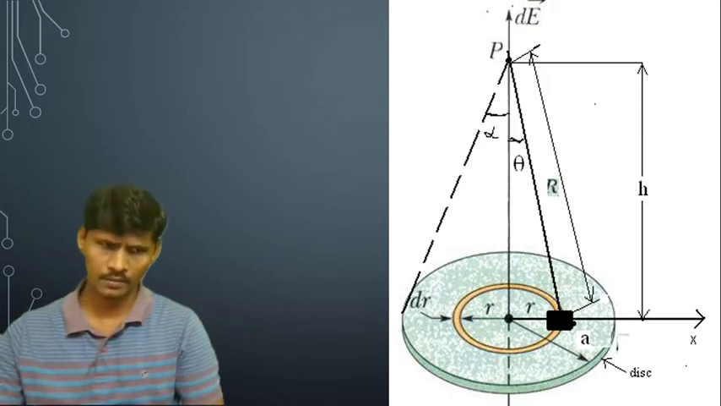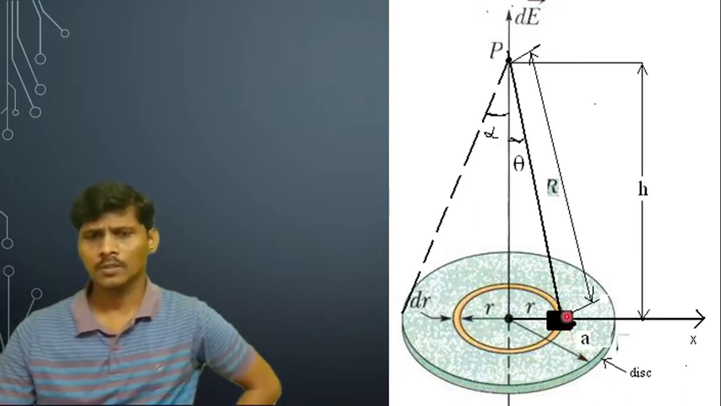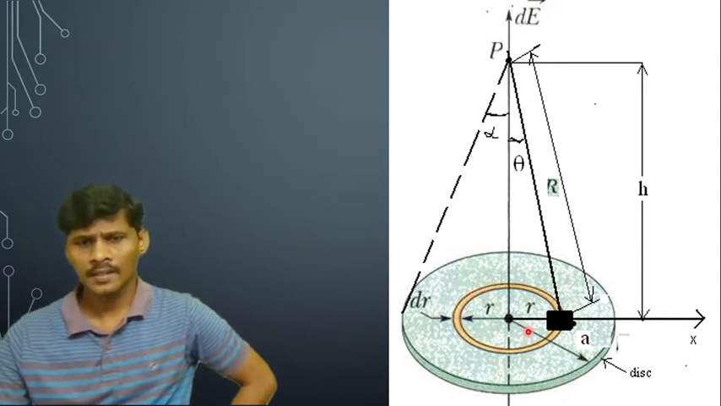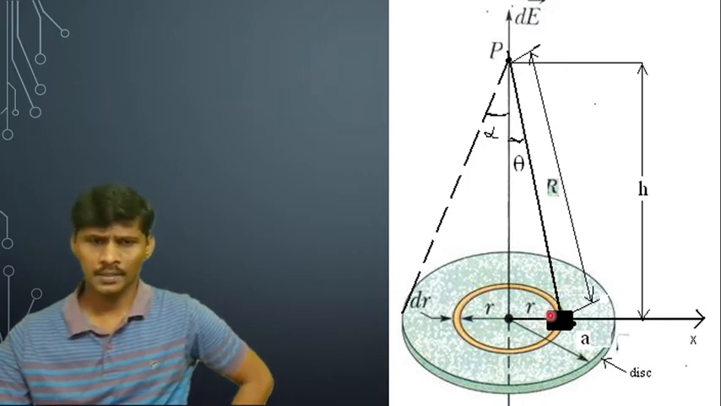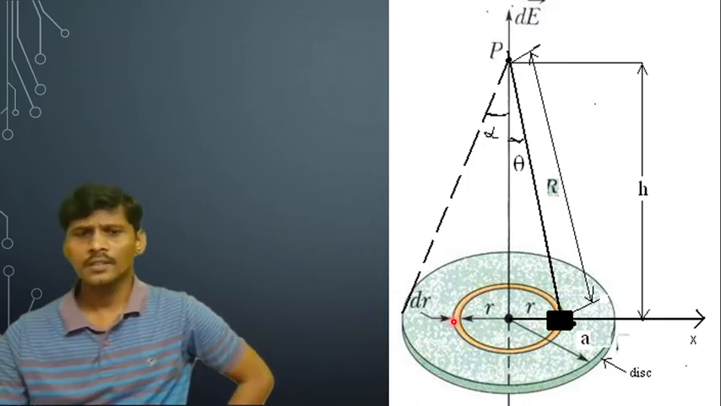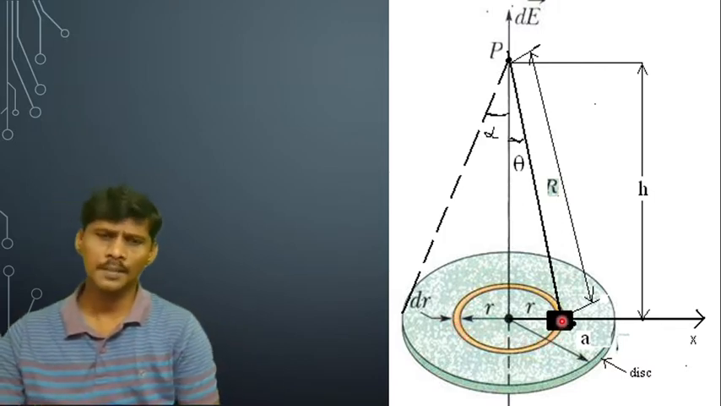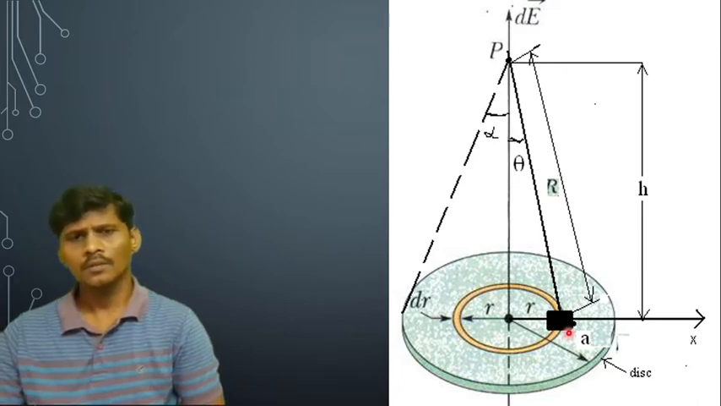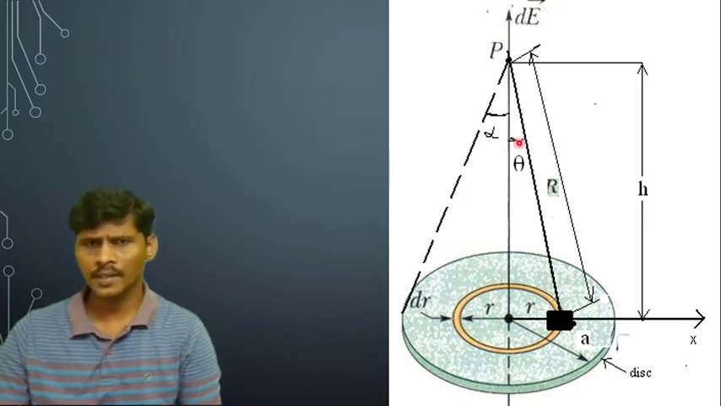Consider a small circular strip inside the charged circular disk. The strip radius is r meters, and dr is the thickness of the small circular strip. Consider a small elementary length, or differential length, on the circular strip. Draw the vector line from the elementary length to the point P. The distance is capital R and it makes an angle theta.